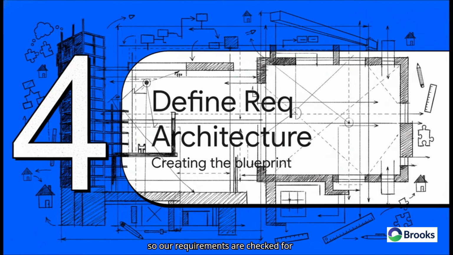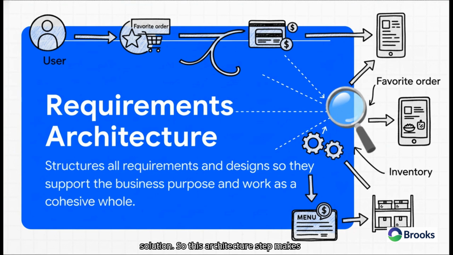All right, so our requirements are checked for quality and we know they're valuable. Now we need to organize them. This is where we define the requirements architecture. You can really think of this as creating the master blueprint for the whole solution. So this architecture step makes sure that all the individual pieces are going to work together smoothly.